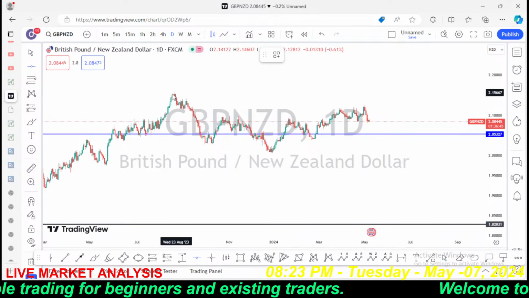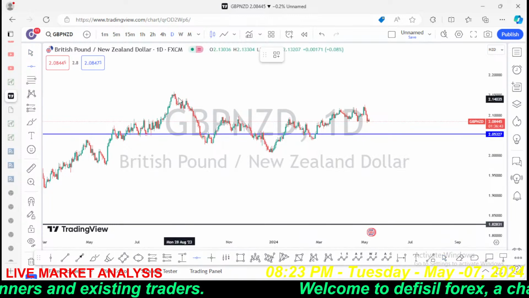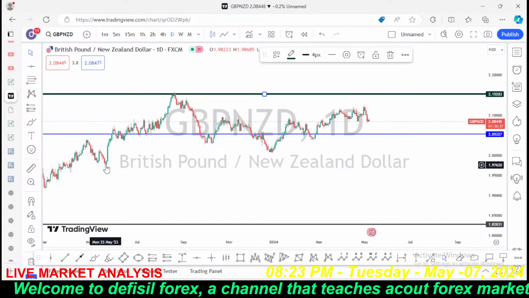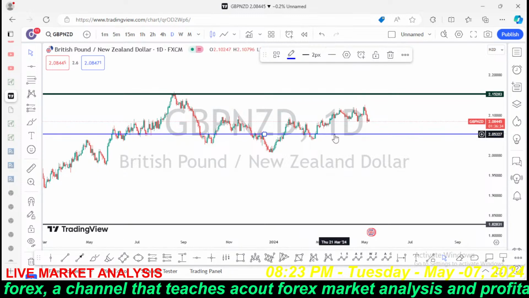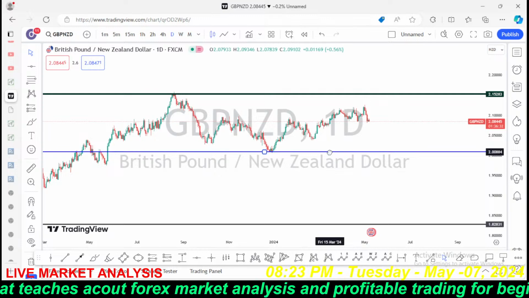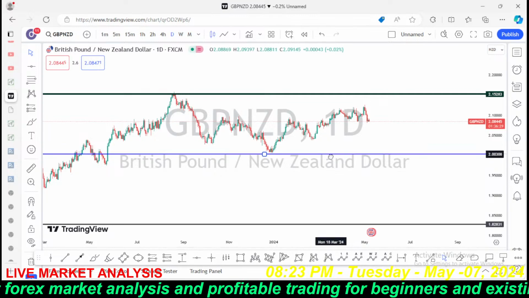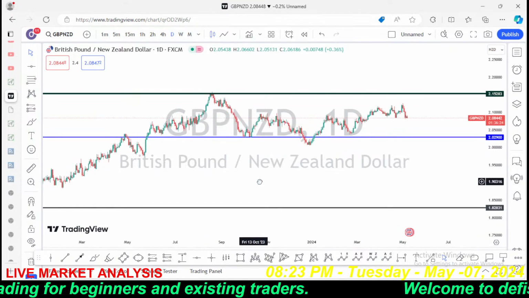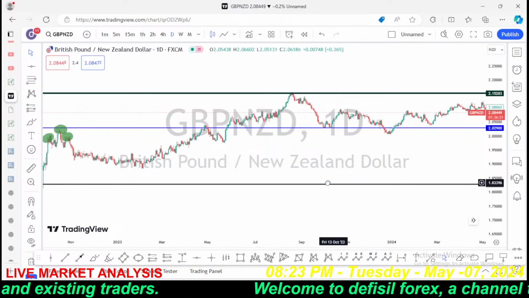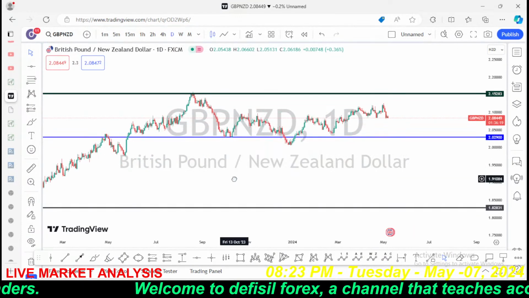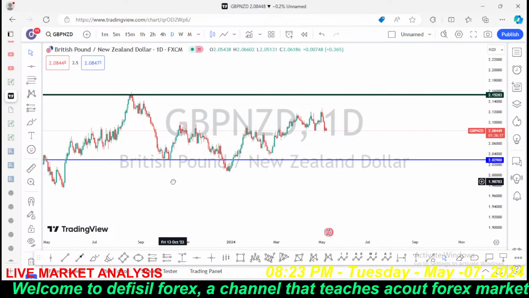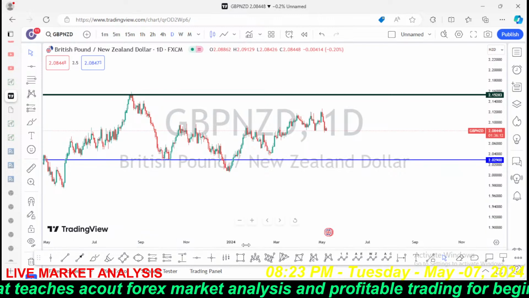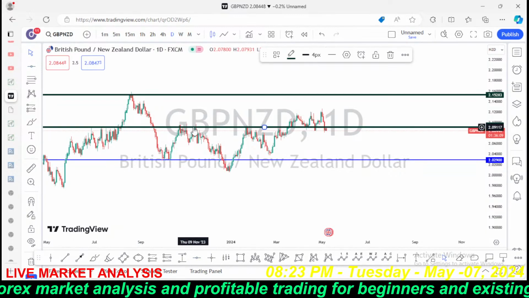We have the highest point here. Then we have this blue line. Just put the blue line as the support region. Let's scroll back a little. So let me add another support or midline to the chart. Let me put it here.